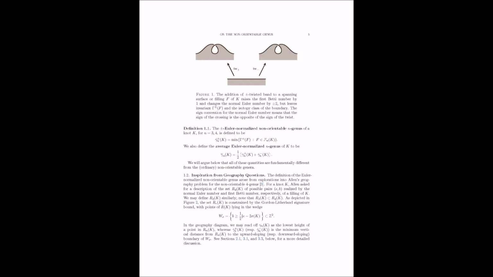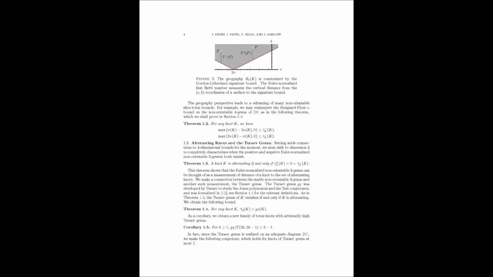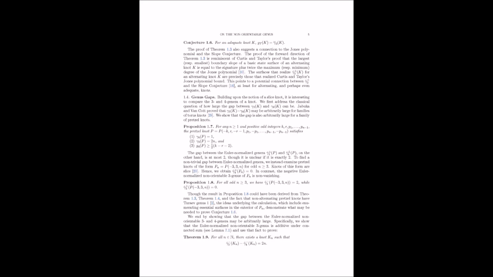Okay, so the next sentence in the abstract says, "This quantity is used to reframe non-orientable slice torus bounds on the non-orientable 4 genus, to bound below the Topology genus as a measure of distance to an alternating knot, and to understand gaps between the 3 and 4-dimensional non-orientable genera of pretzel knots." Whoa, that is a dense sentence. We absolutely need to break that into 3 distinct claims.